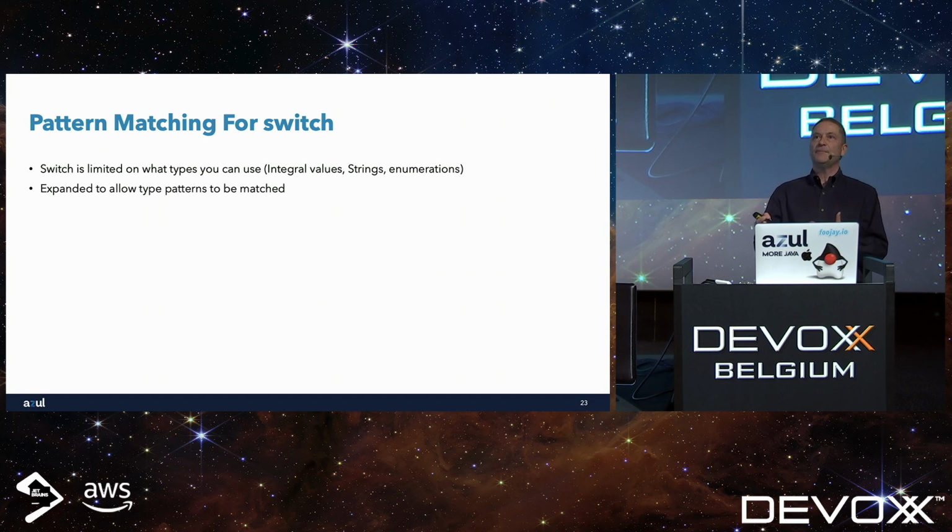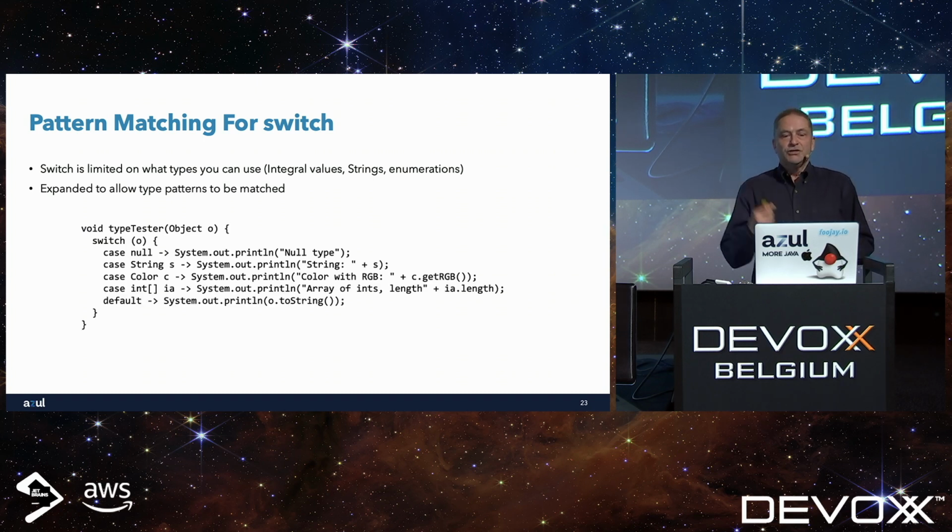In the same way that we have type patterns with instanceof, now we can use them with the switch expression and statement. So what we can do here is say, let's have a type tester, pass in an object reference O, and then we'll switch on O. And now we can define a set of cases which allow us to test against the type, not just whether it matches a constant. First of those is null, and this is a new piece of syntax that allows the introduction of a special null case, so we can test that within the switch expression or the switch statement.